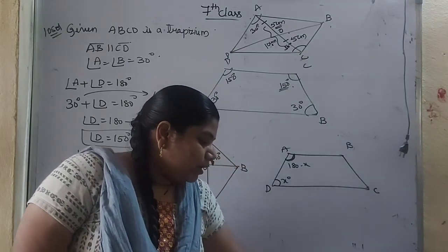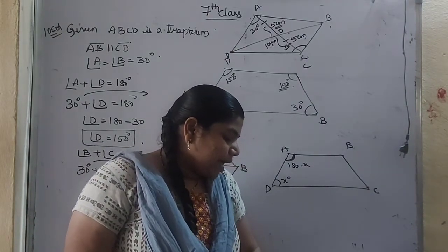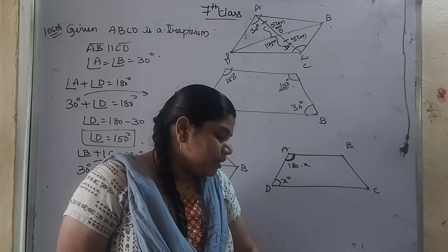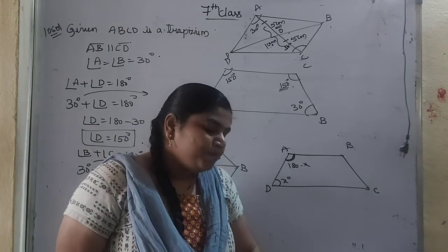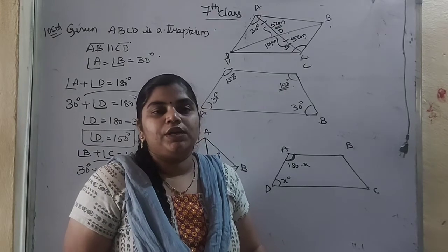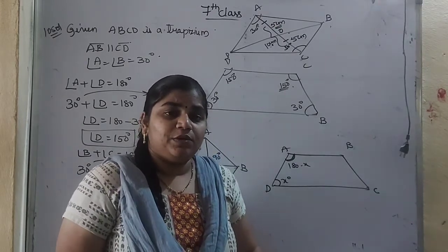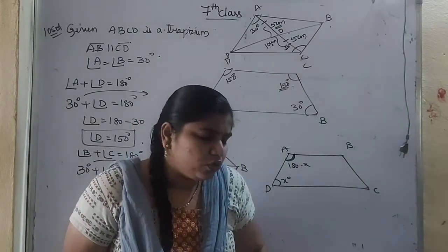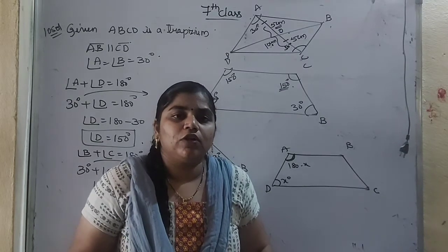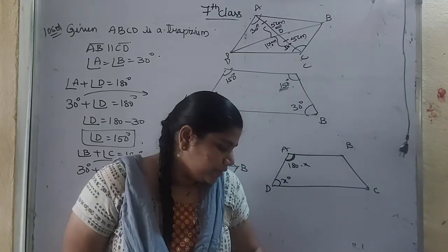Next, eighth one, in rectangle ABCD, the diagonal AC is equal to 10 centimeters, the diagonal BD is equal to, if AC is 10 centimeters, BD will also be equal to 10 centimeters because we know that the lengths of the diagonals are equal in a rectangle.